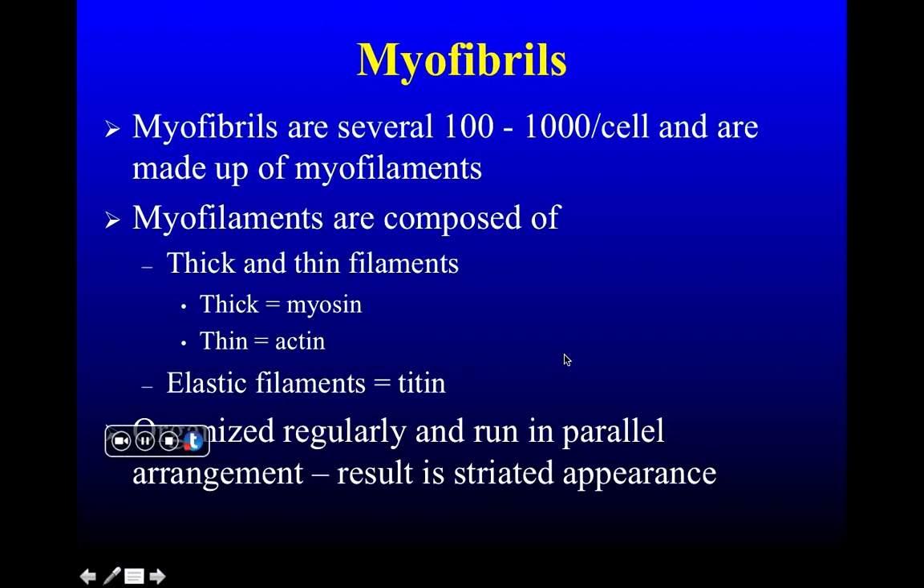Okay. All right. So how many myofibrils do we have? Well, each cell contains about 100 to 1,000 myofibrils per cell. That's impressive, right? Well, unfortunately, that's not the smallest thing we can deal with.